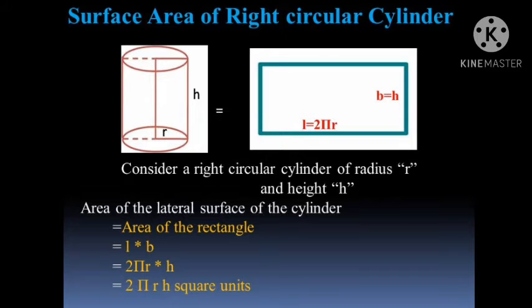Circumference of base of cylinder with radius r is equal to the length of the rectangle, that is 2 pi r is equal to L. Therefore, the lateral surface area of the cylinder is equal to the area of the rectangle. We know that area of the rectangle is length into breadth. Here L indicates circumference of the circle. We know that formula is 2 pi r into breadth. Breadth means height of the cylinder h. That implies 2 pi r into h, 2 pi r h square units. So the lateral surface area of the cylinder is 2 pi r h square units.